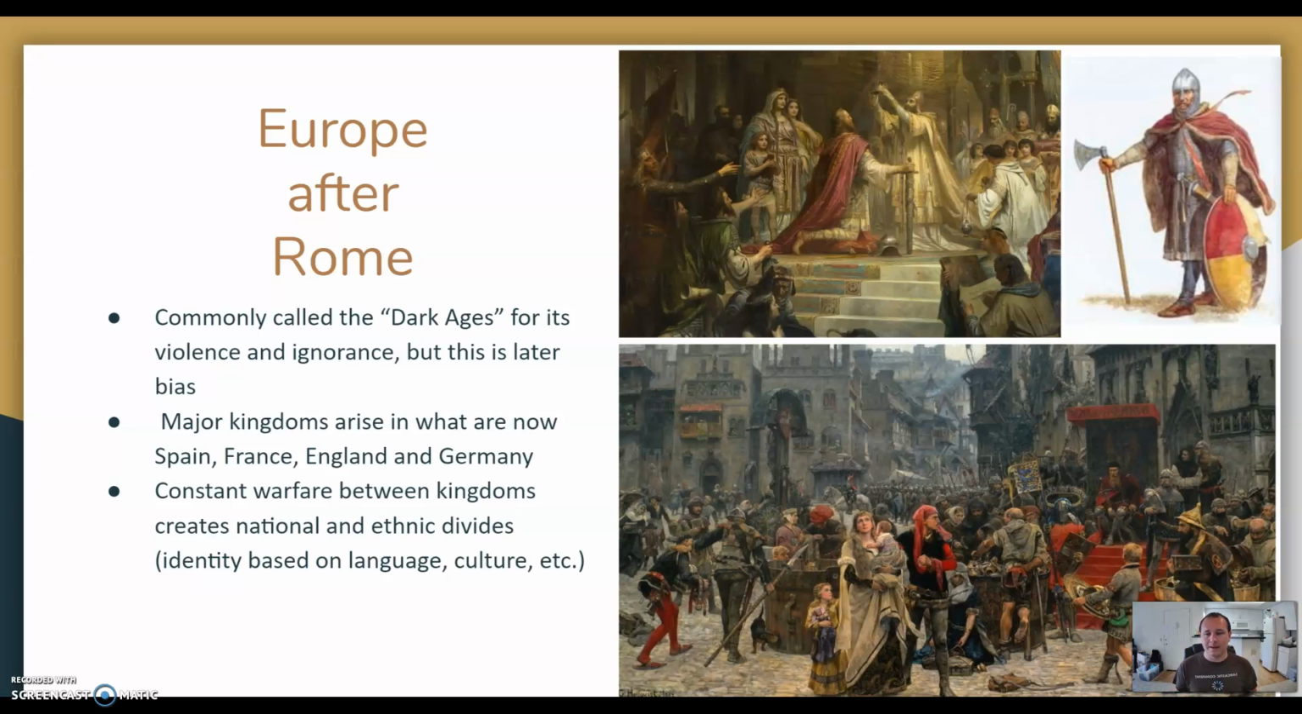The other big thing we see is constant warfare. And the constant warfare is going to matter because 1,000 years of war between these countries is going to set up for us these very important national and ethnic divides that we are going to see cause a number of major events, especially when we talk about World War I. We're going to see the importance of that and how the legacy of the past plays into that.